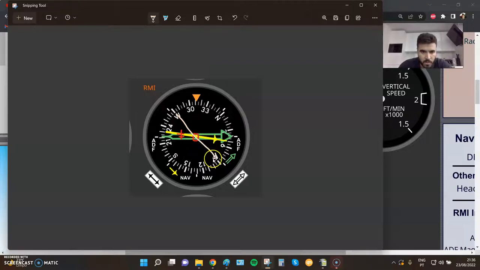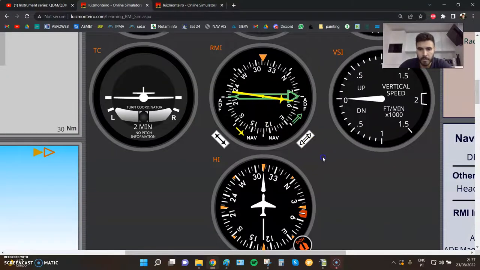So now I'm moving up, and of course this QDR is always changing. This line is always changing because I'm going up. Since the NDB is here, this arrow has to be moving because I'm moving towards the NDB position. So when I'm almost reaching 270, I'm going to turn left to follow 270. Let's do that. I'm going to take it out of pause.